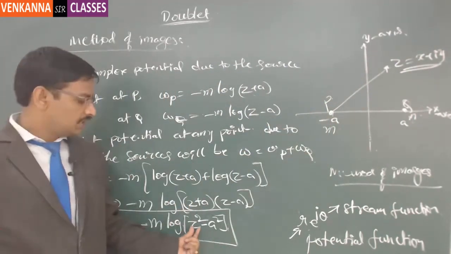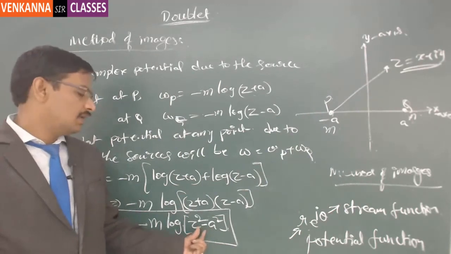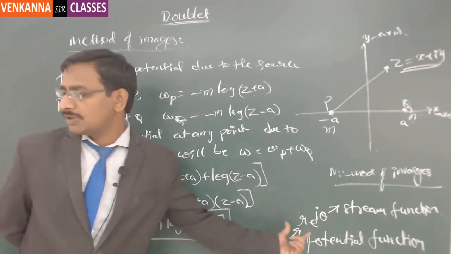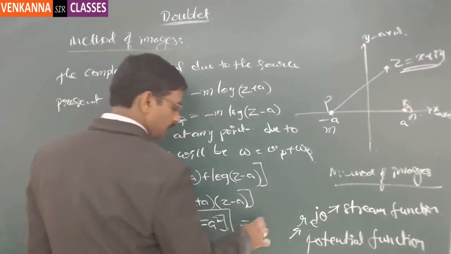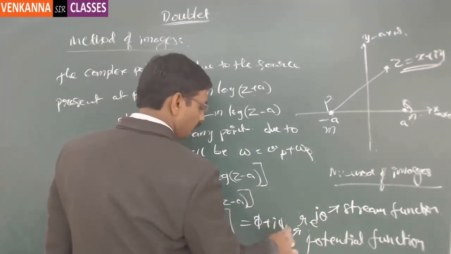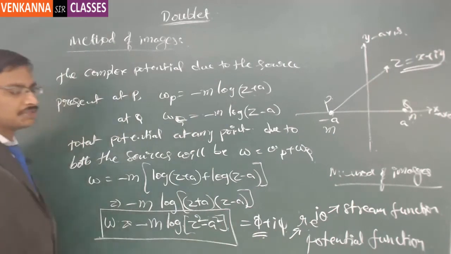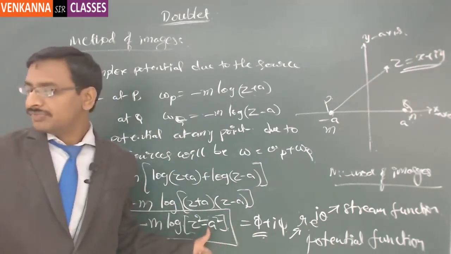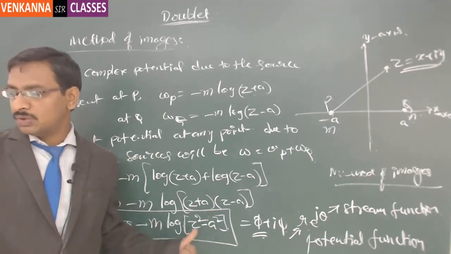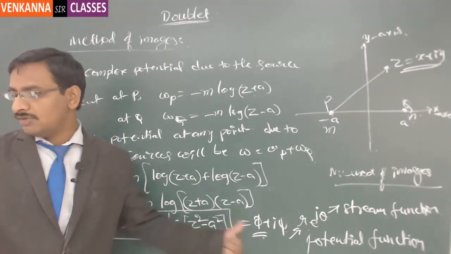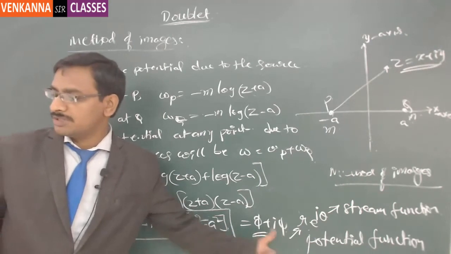So here z you can treat as x plus iy, then simplify further and put it in this format. Separate the real and imaginary parts. So this is nothing but phi plus i psi. Phi is the scalar potential value and psi is the streamline function. From this relation, you can get it by dividing into real and imaginary parts. The real part will always be phi and the imaginary part will always be psi. Got it?